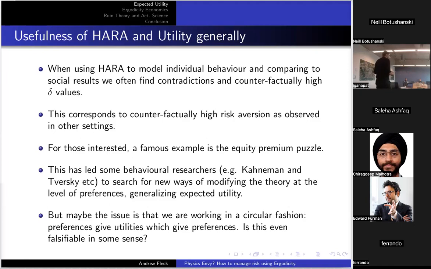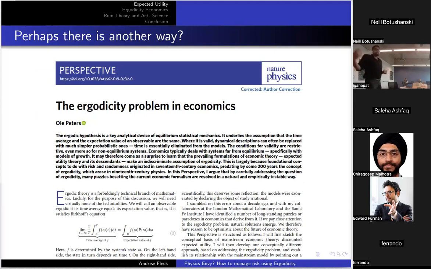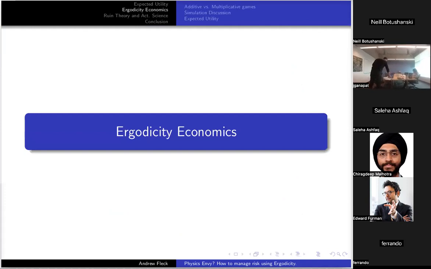And then the question becomes, is your theory even falsifiable in a real scientific sense, if that's what you're doing? And that's where the motivation for ergodicity economics came from. I highly encourage anybody who's interested to read this quick summary in Nature Physics by Ole Peters. He's sort of the father of this. This is his overture to anybody who's interested, where he talks about how we can start to think about these problems in a more scientific way by using ergodicity. And that's what I want to talk about now, which is ergodicity economics itself.